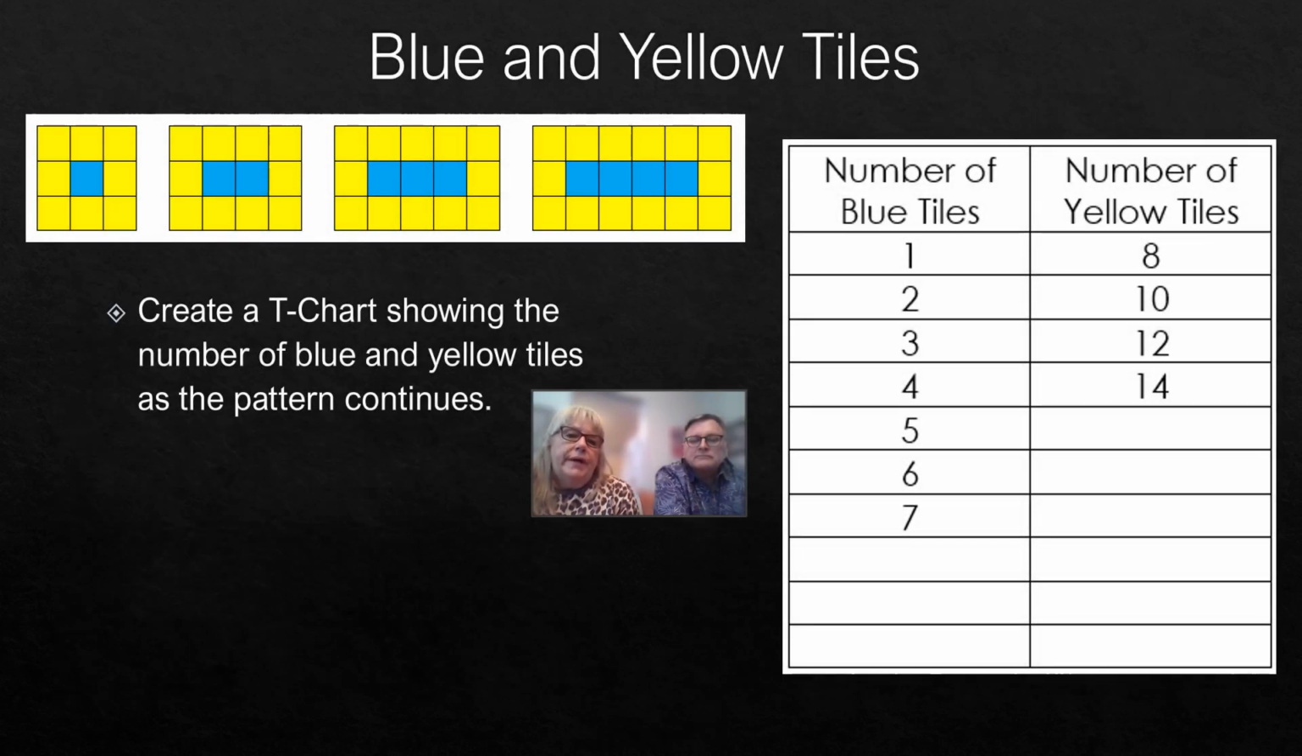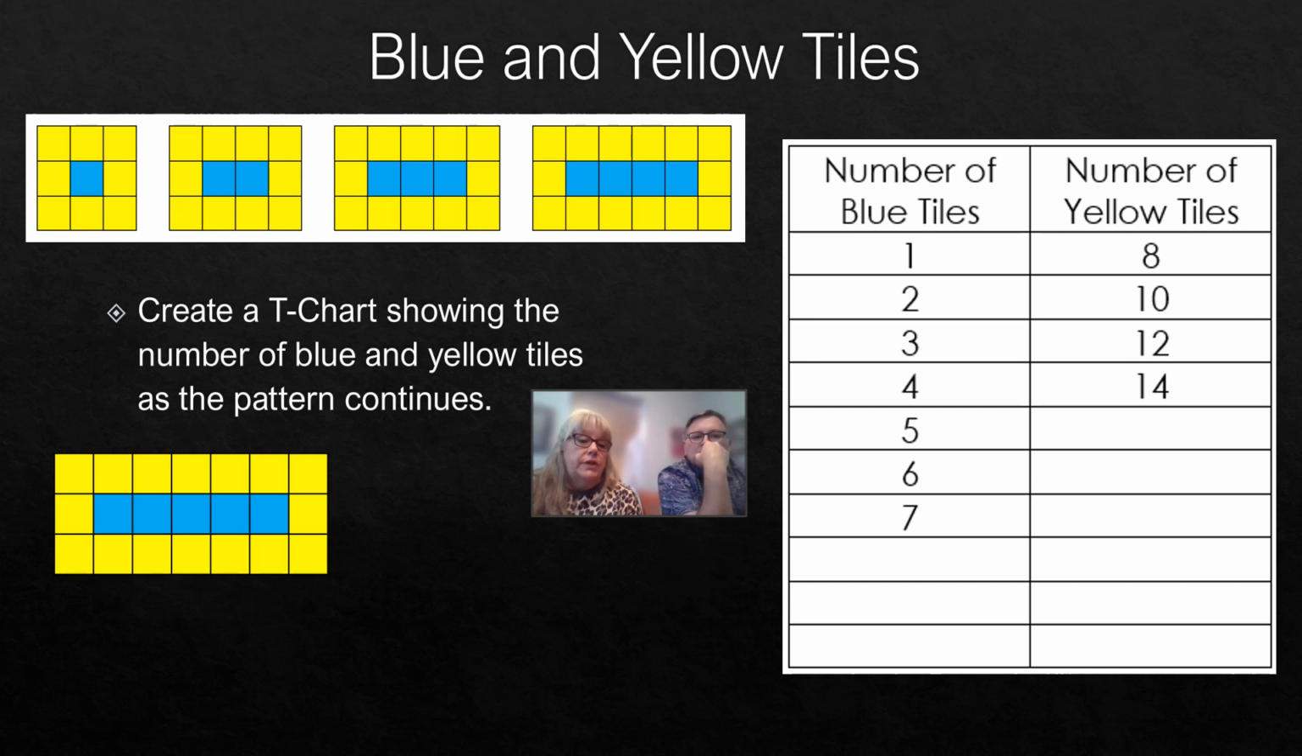So now going back to the original task that you worked on, you probably built these with blue and yellow color tiles. With my first term, 1 blue, there were 8 yellow tiles. With 2 blue, there were 10 yellow tiles, and so on and so forth. You had to think about how that pattern continued each time you were adding 1 blue tile, and there were 2 more yellow tiles, right?